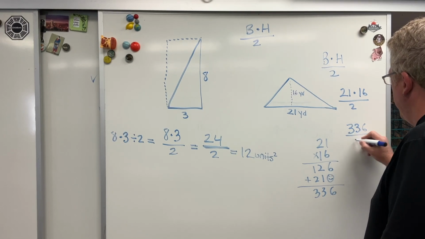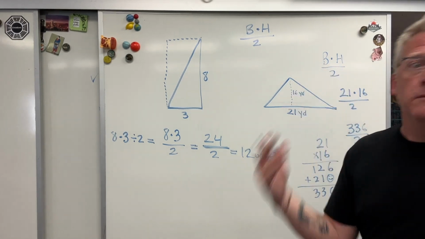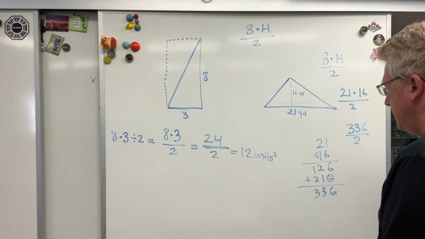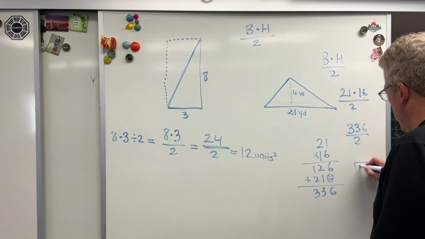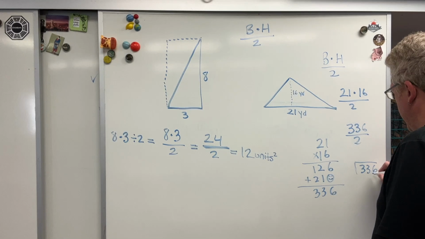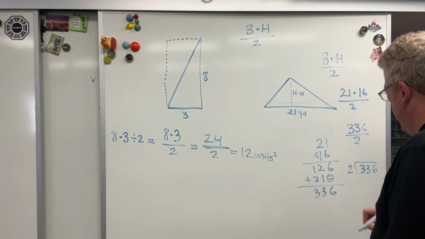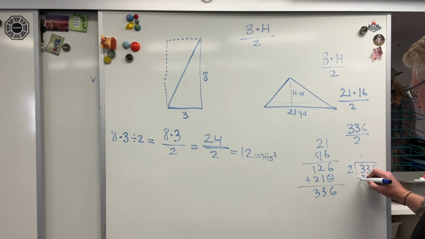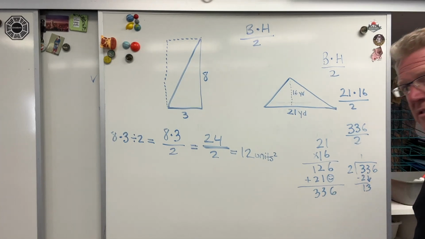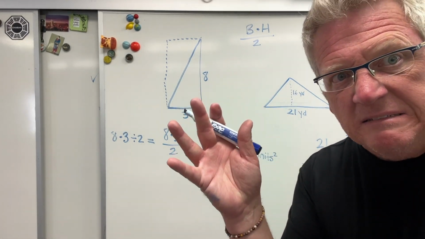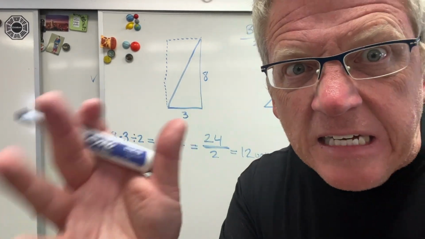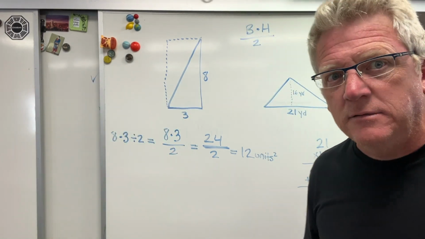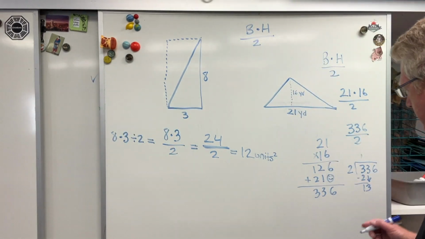336 divided by 2. What's that? Well, you might be able to do that in your head, but I don't know why you would. So I'm going to write it down here and divide it by 2. 2 goes into 3 one time. 1 times 2 is 2. Subtract, I get 1. I bring down my 3. I know some of you are in your head going, division, division. I thought we were done with division. You're never done with division.